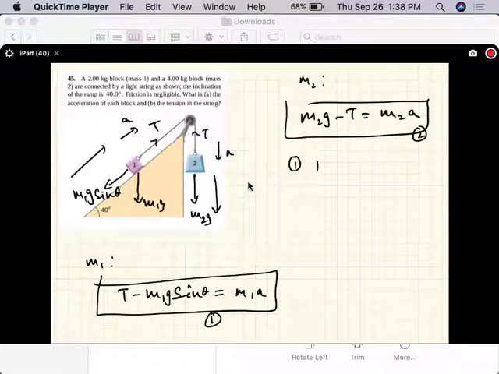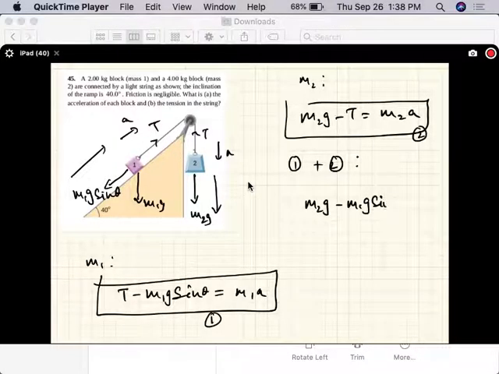If you add 1 and 2, you can see that the tension cancels. The tension will cancel if you add 1 and 2. And what you get is m2g minus m1g sine theta is equal to (m1 plus m2) times a.